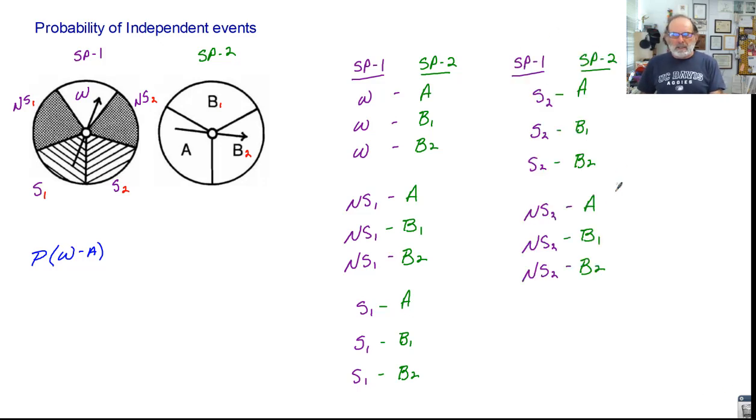Okay, I went ahead and continued around the spinner, so we could land on S2, striped 2, and that could go with A, B1, and B2. We could land on non-striped 2 on the first spinner, and that went with A, B1, and B2. So now you can see that there are 5 possibilities with spinner 1, and each of those 5 possibilities has 3 possibilities with spinner 2, which means that altogether there are 15 possible outcomes.